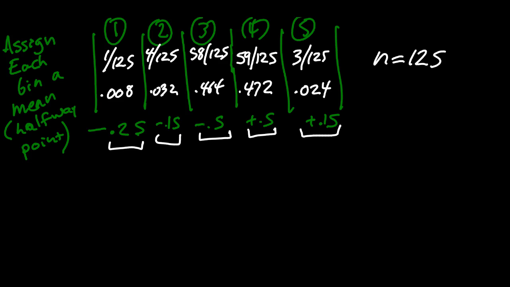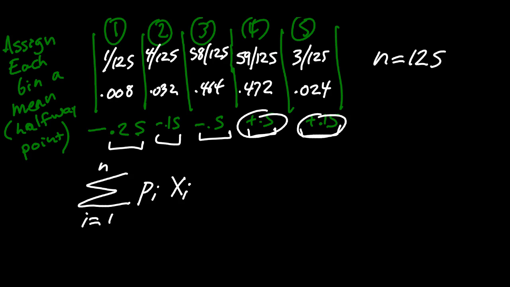Now, to calculate the mean, I'm actually calculating the expectation of the probability distribution. So I'm taking the sum from i equals 1 to n of each probability times each value x sub i. And here, the means of each bin, these are our x sub i values.